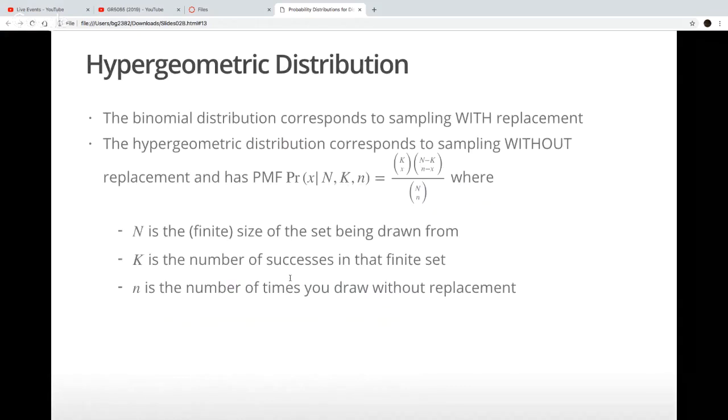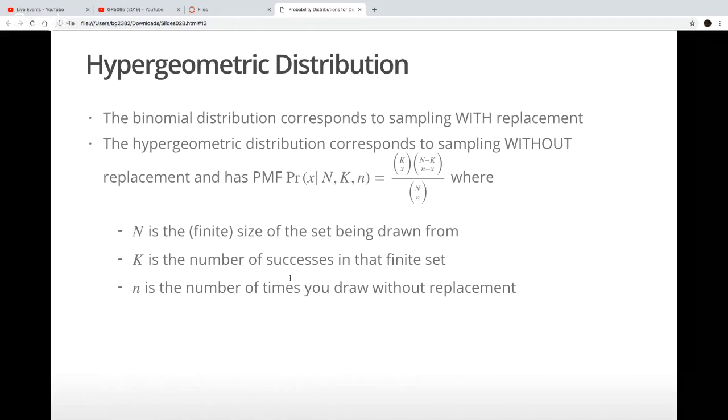So let's learn one more distribution. Hypergeometric distribution. Even more hyper than the geometric distribution, which we haven't learned. The geometric distribution is kind of boring, so let's just skip straight to the hypergeometric distribution.